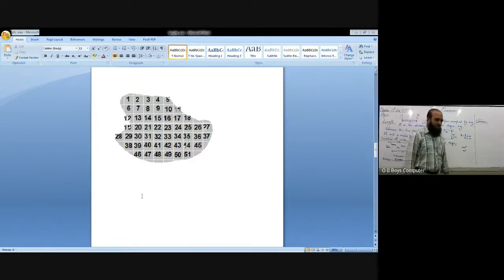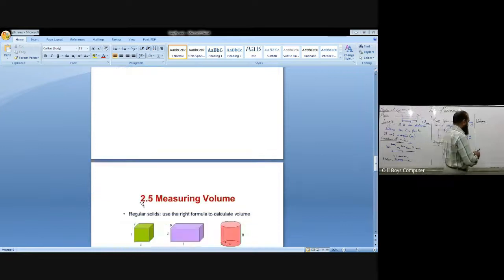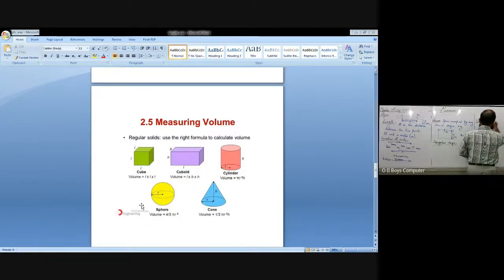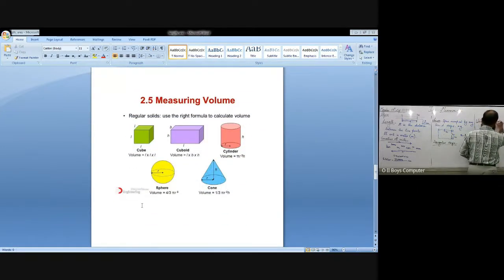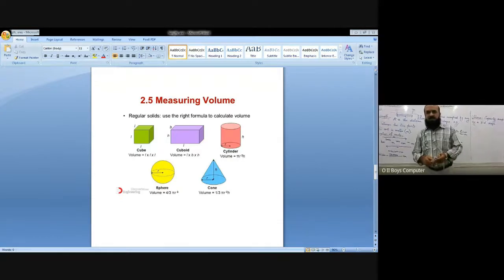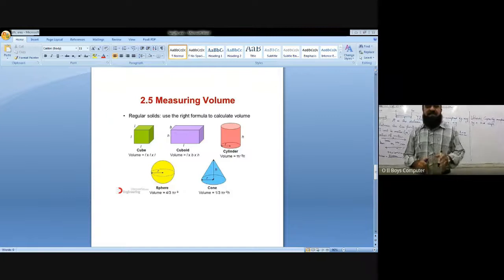What is the volume? Volume is actually the capacity or the space occupied by a 3D shape. Now, what is a 3D shape? A 3D shape is a figure or an object which has three dimensions, that is the length, the width, and the height.